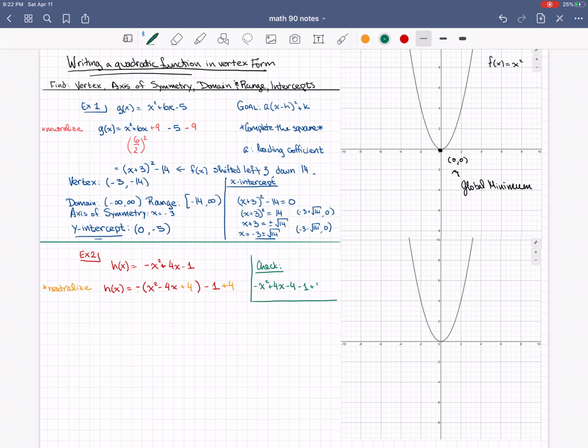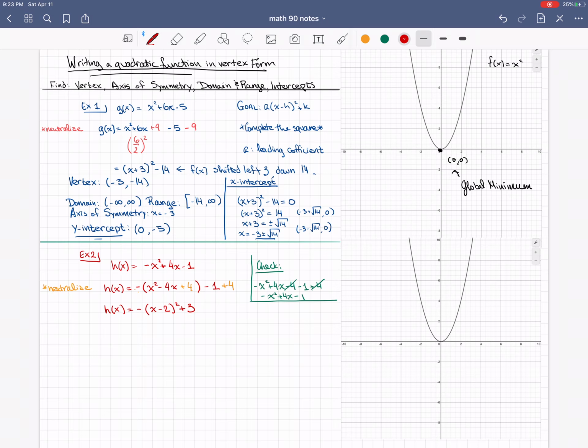And look what we have here. These cancel, and yes, I am left back with where I started: negative x squared plus 4x minus 1. Okay, so we're actually close to done here. So this is negative quantity x minus 2 squared, minus 1 plus 4, that's plus 3.